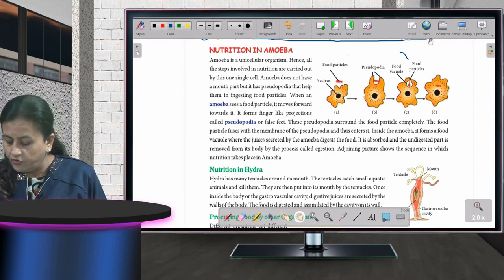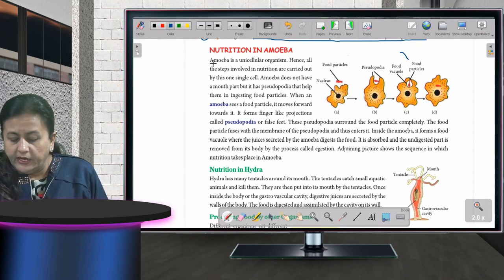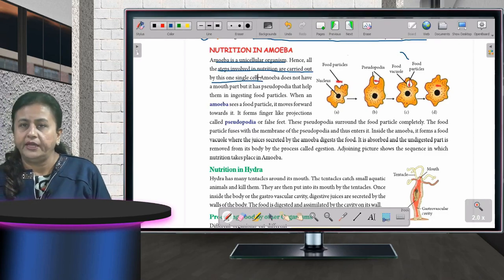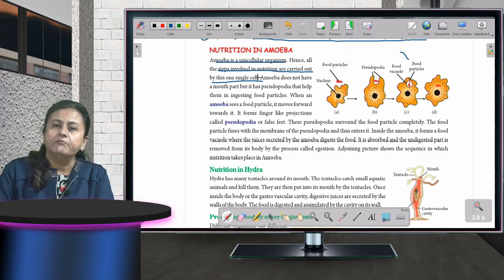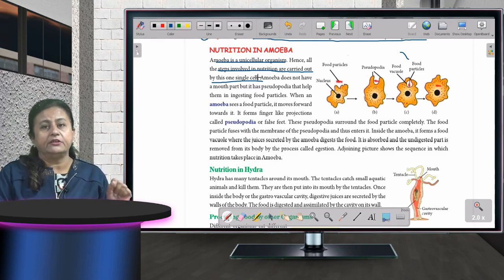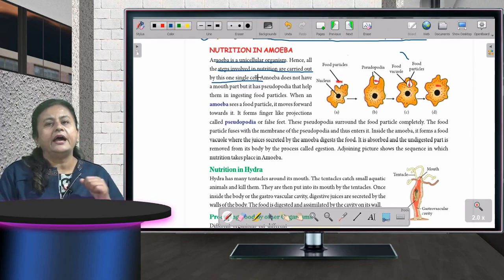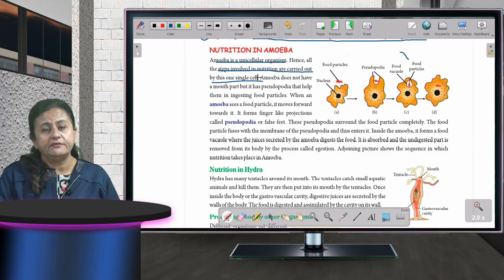Amoeba is a unicellular organism. All the steps involved in nutrition are carried out by this single cell. Amoeba does not have a mouth, it does not have eyes, it does not have fingers, nothing like us. That means all the activities which are necessary are carried out in a single cell only.